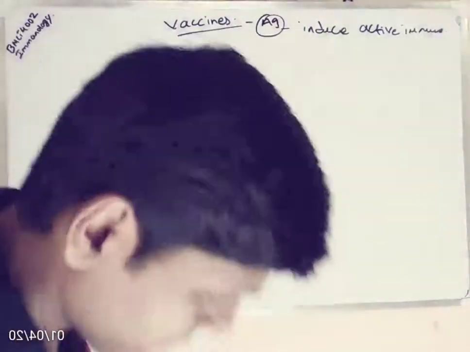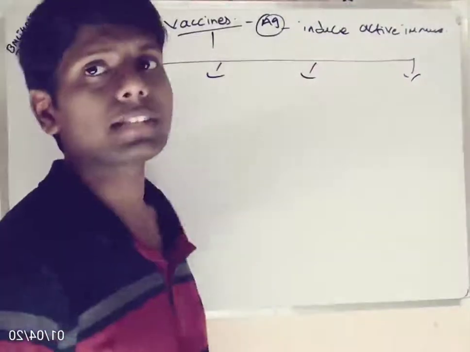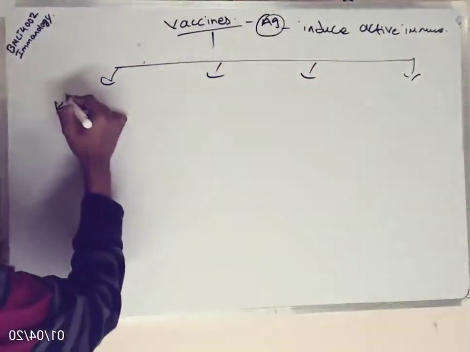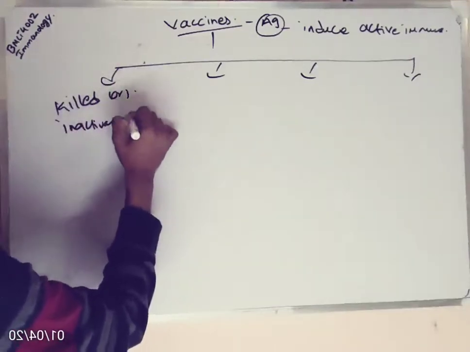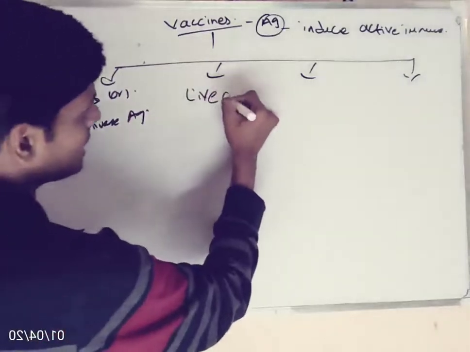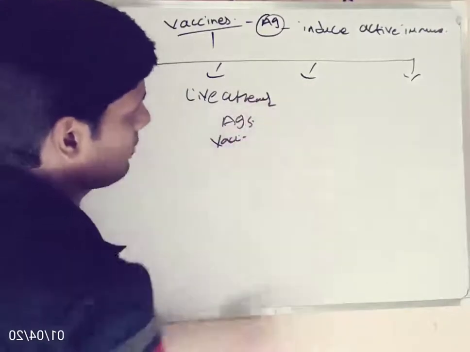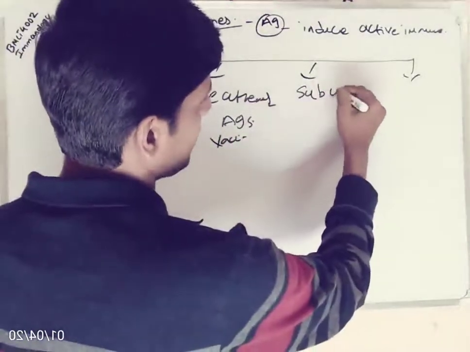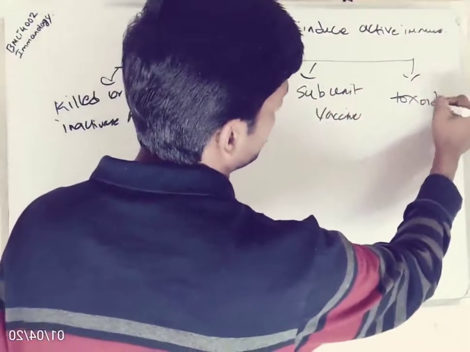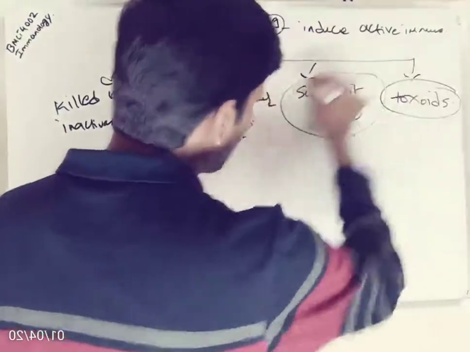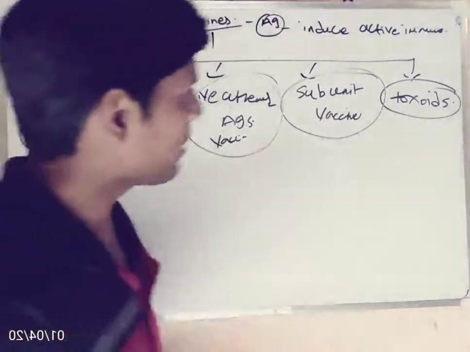Anyway, these vaccines are of four types, students. I can give four forms of vaccines. One is killed or inactivated antigens, then live attenuated antigens or vaccines, then we have subunit vaccines, then we have something called toxoids. So I have four types of vaccines available currently: killed vaccines, live attenuated vaccines, subunit vaccines and toxoids.